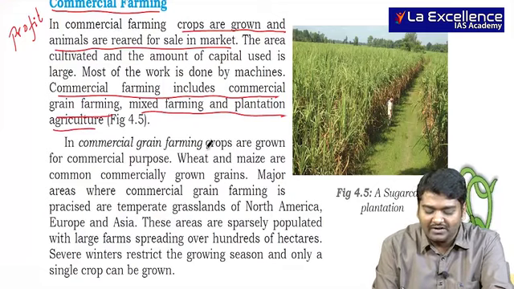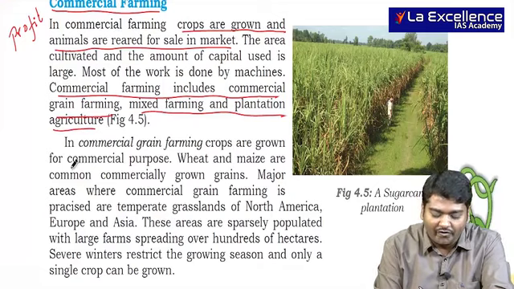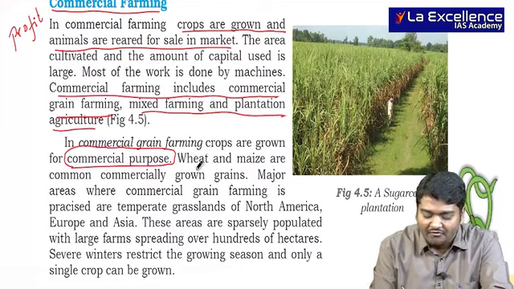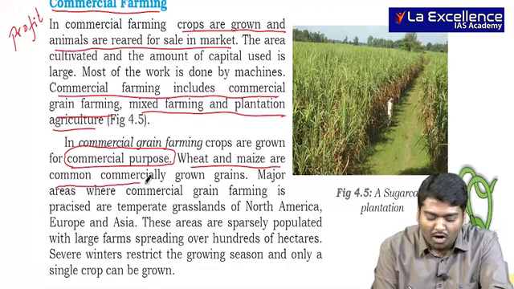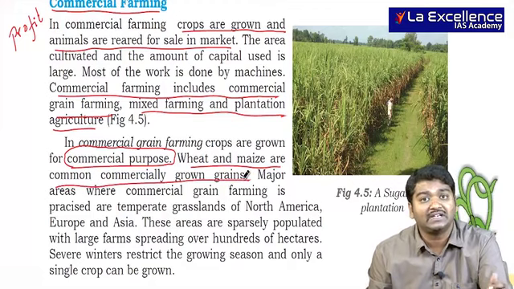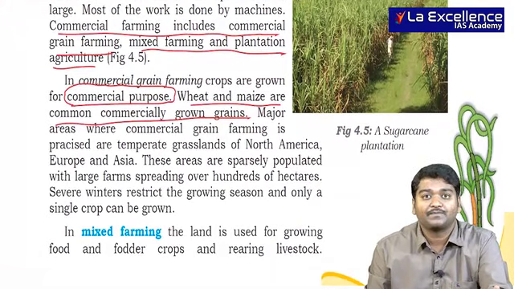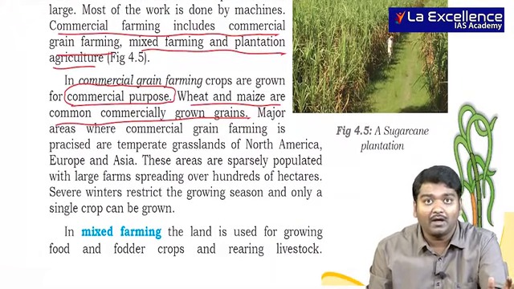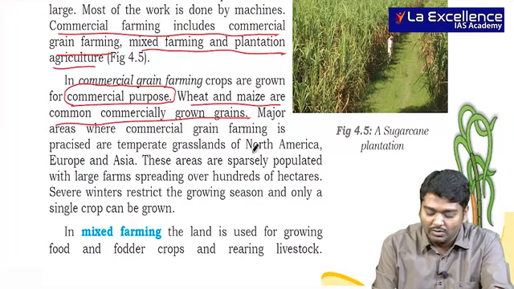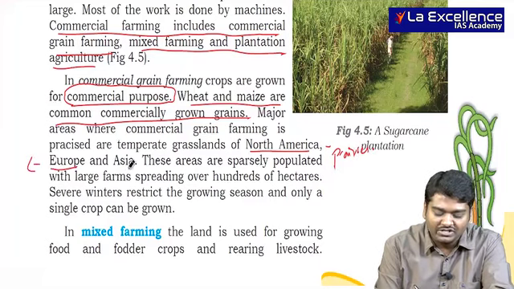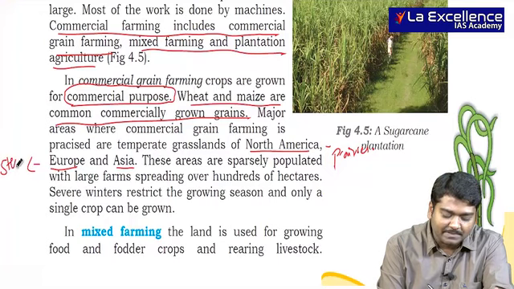In commercial grain farming, crops are grown for commercial purposes. I told you again, wheat and maize are common commercially grown grains in the world. I told you the prairies are also called the granaries of the world for wheat. There it is usually grown in North America. What is the name of this? We call it prairies. In Europe or Asia, we call it steppes.